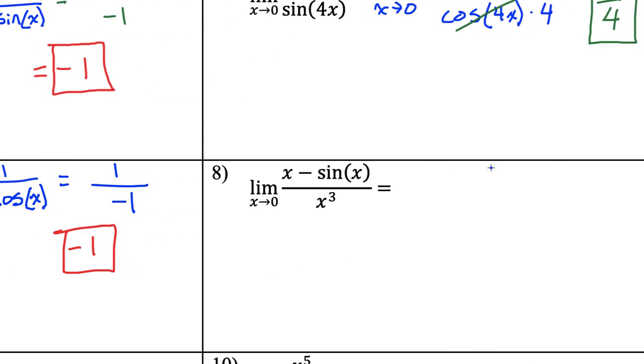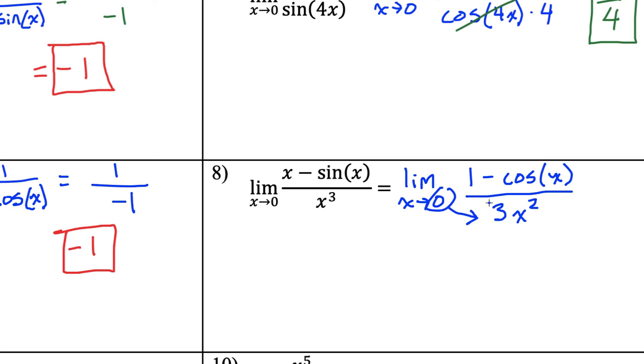Number 8. I get the indeterminate form 0 divided by 0, so let's take the derivative of the top. This is now going to be the limit as x approaches 0 of 1 minus cosine of x. On the bottom, I have 3x squared. Oh, that's still not going to work. That's indeterminate form yet again because cosine of 0 is 1. 1 minus 1 is 0, so the top is 0. Bottom is clearly 0 as well because plugging in 0 gives us 0.